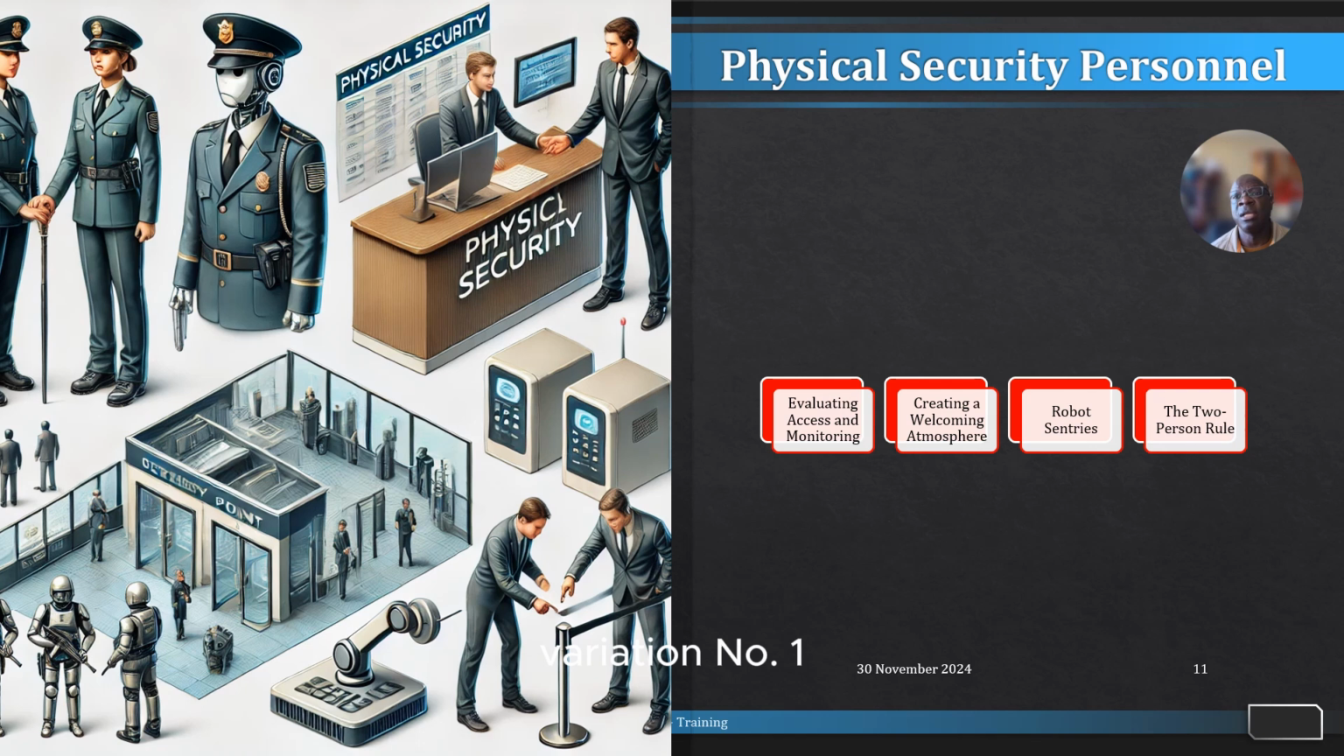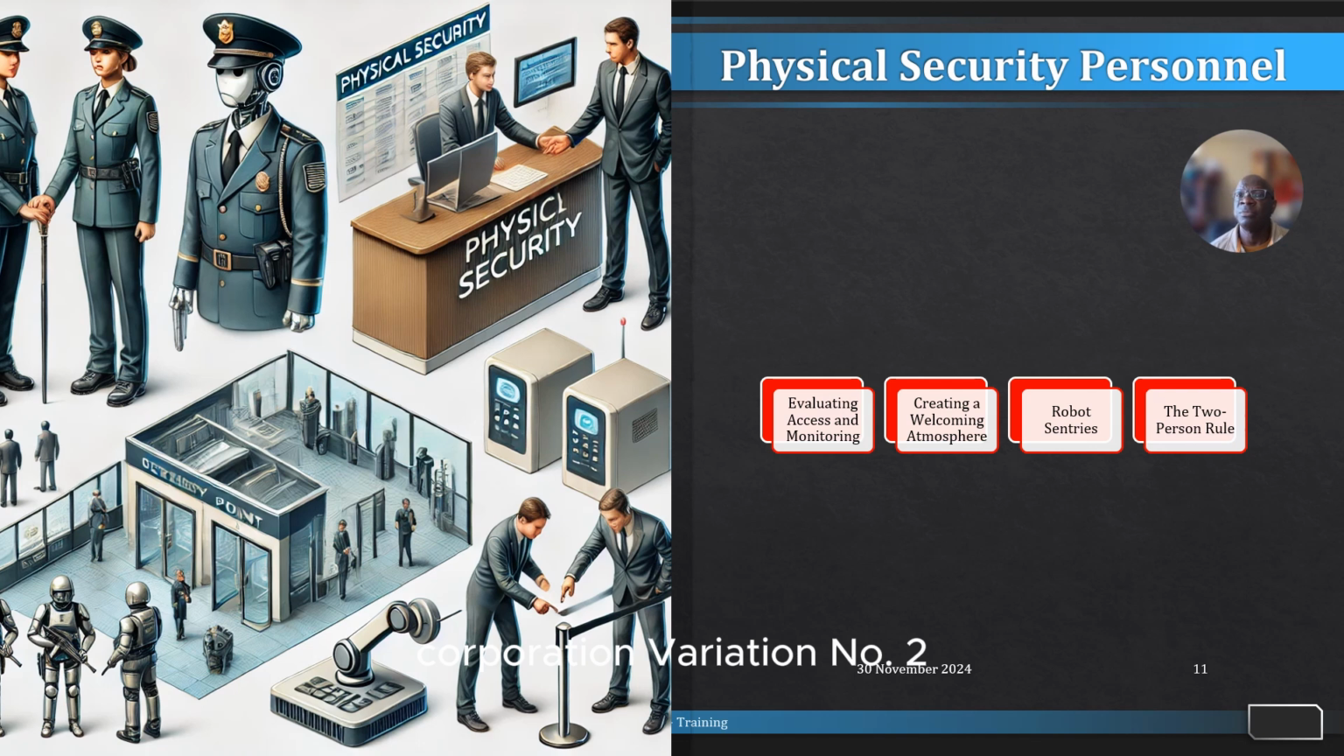Variation number 1, two-person integrity. This requires two people to be present when accessing sensitive areas, like a room with valuable items. Having two people there reduces the risk of theft or unauthorized actions, since one person would need the other's cooperation.